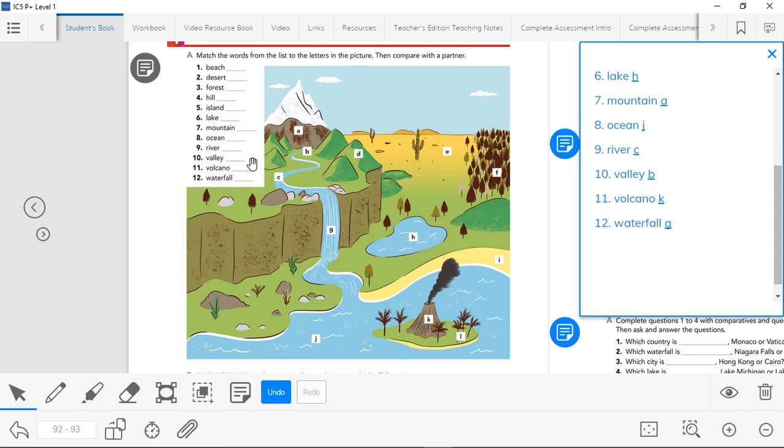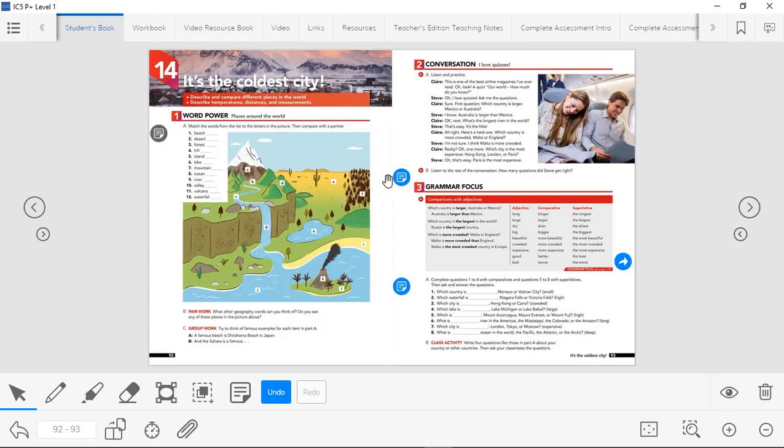Then we have the valley. The valley is B here. It's a land between two mountains. Then we have a volcano right here, K. And the last one is the waterfall, that is G. Very good. Now, let's continue.